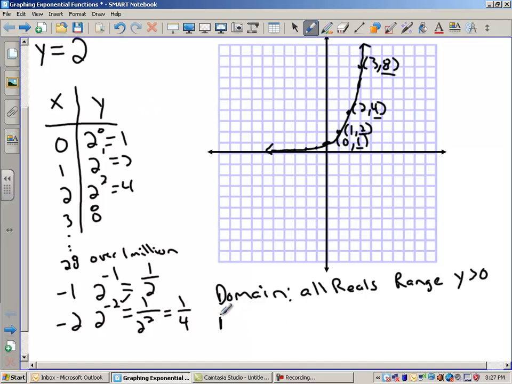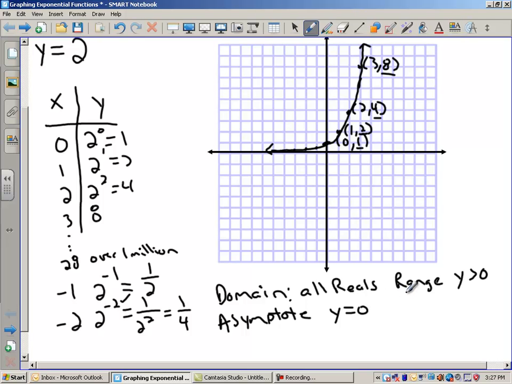Now this has an asymptote, but it only has an asymptote towards negative infinity. Out here towards negative infinity on the x-axis, we have an asymptote of y equals 0. That is one of the exponential graphs, 2 to the x.